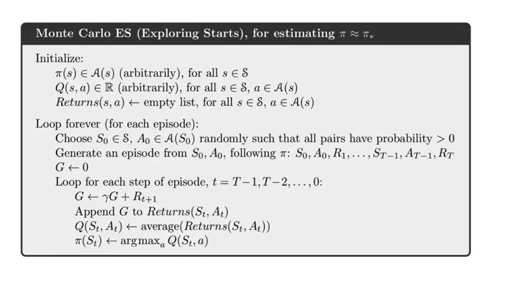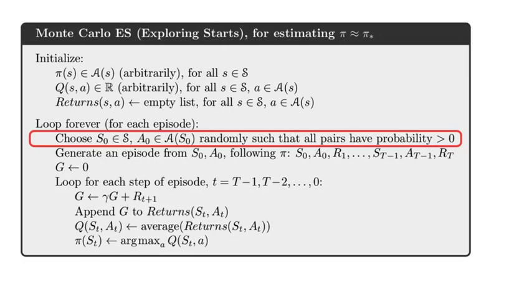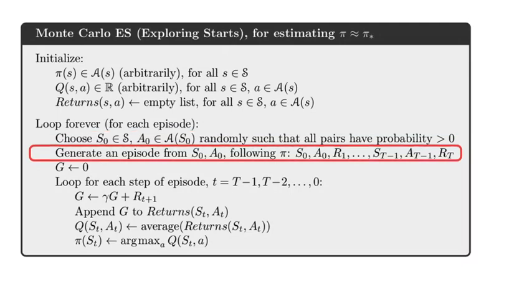Let's start with our Monte Carlo method for learning action values. We use exploring starts so that each episode begins with a randomly selected state and action. Then the agent generates an episode by following this policy, keeping track of the states, actions, and rewards along the way.